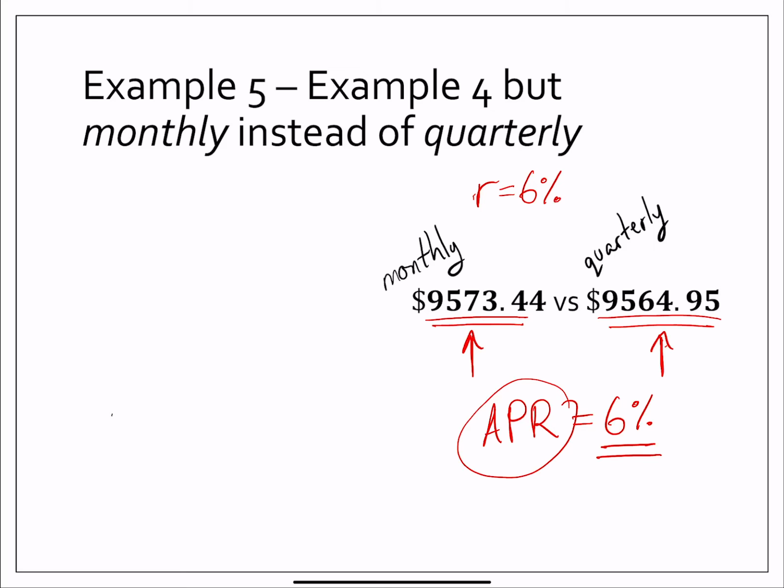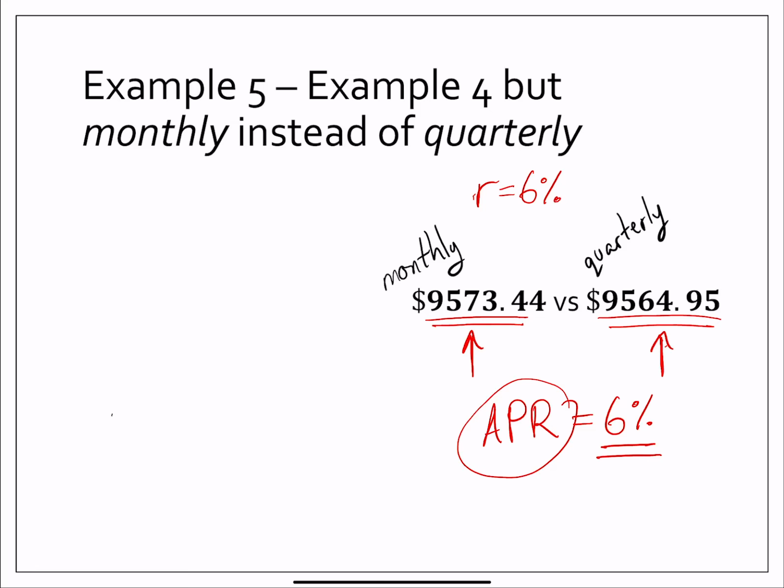You can see that when we compound it monthly, the APR is the same. Notice the APR didn't change. APR is our annual percentage rate. That's another way of calling the interest rate, right? Is by calling it the APR. So our interest rate didn't change. The only thing that changed was how often we compounded and what happened. It was still compound interest. When we compound monthly instead of quarterly, we get an extra $9 over the course of the 3 years.